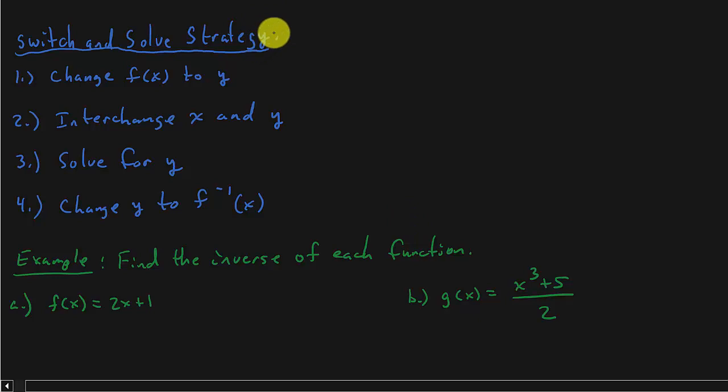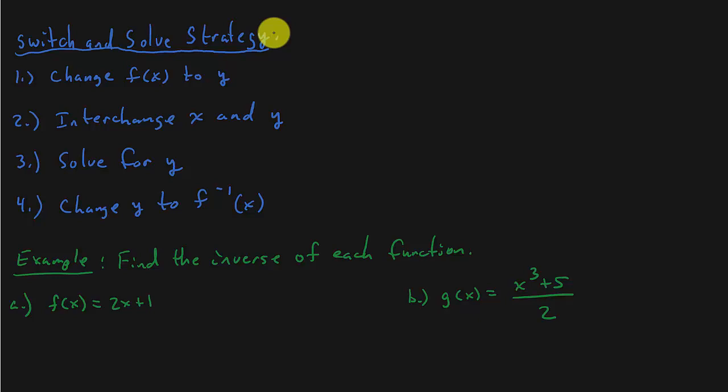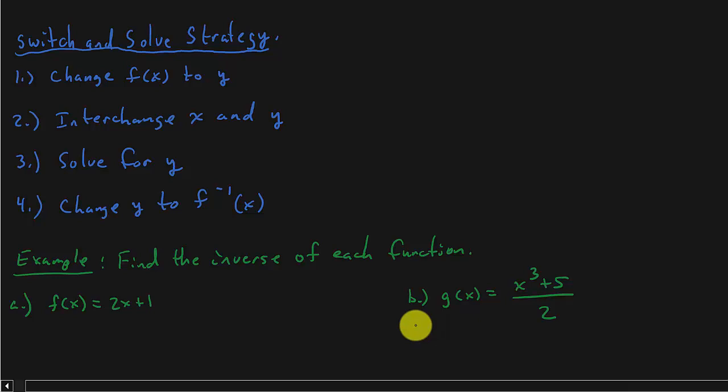So far we've had an ordered pair, and we learned how to find the inverse by just swapping the x and y coordinates. Now, what if we're given a function like these next examples? How do we find the inverse? Well, we use this switch and solve strategy. All you do is follow these steps. Change f of x to y, swap the x's and y's, solve for y, and then change y to f inverse of x. Change it to the f inverse x symbol.